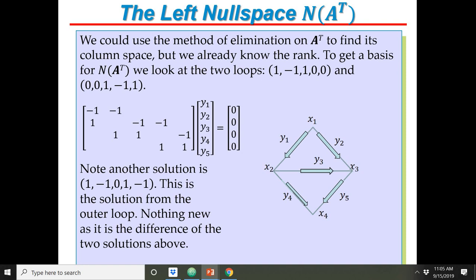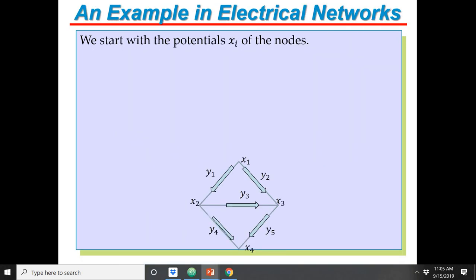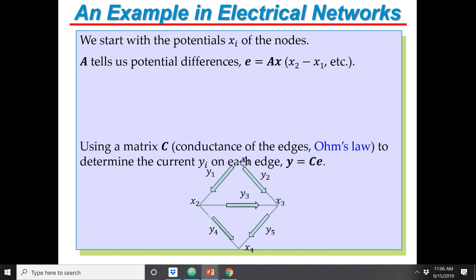I'm going to use this equation to write down some fundamental equations that govern the potentials and the currents, also using Ohm's law that we're going to see in a follow-up slide. All right, so let's see how the whole thing is going to work. We started with the potentials x, and we define the potential differences that I call here e. So A times x gives me the potential differences.